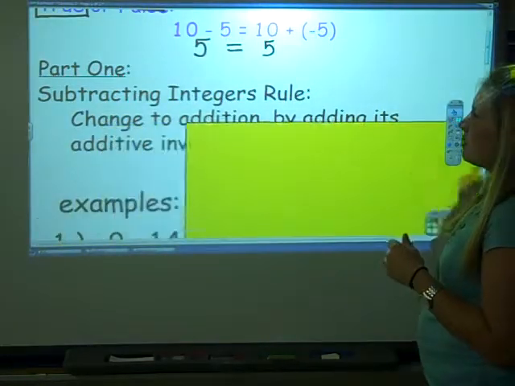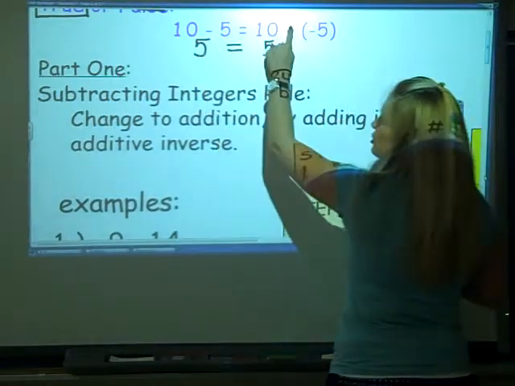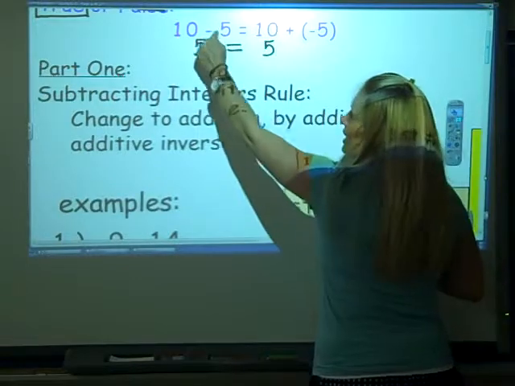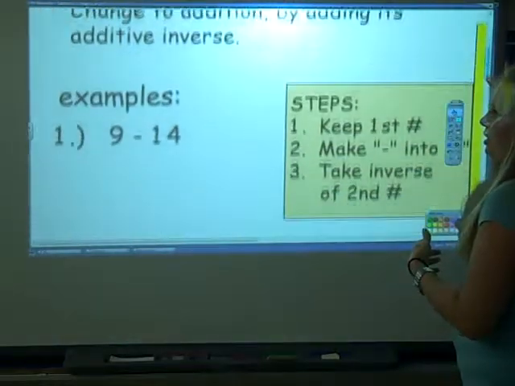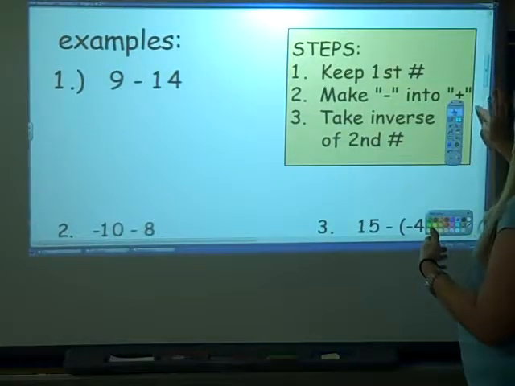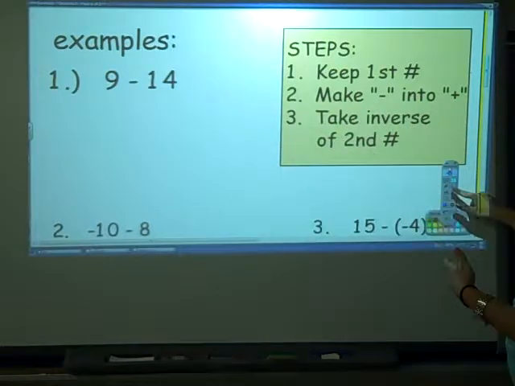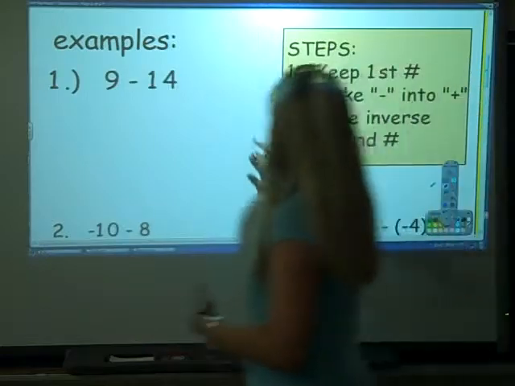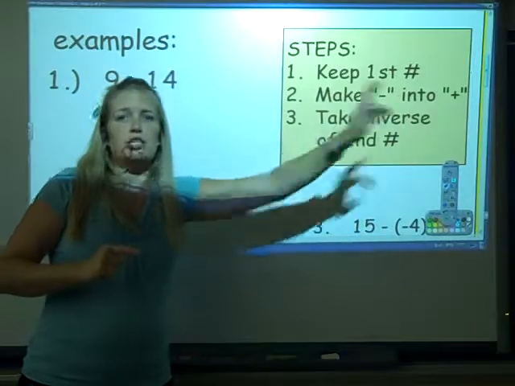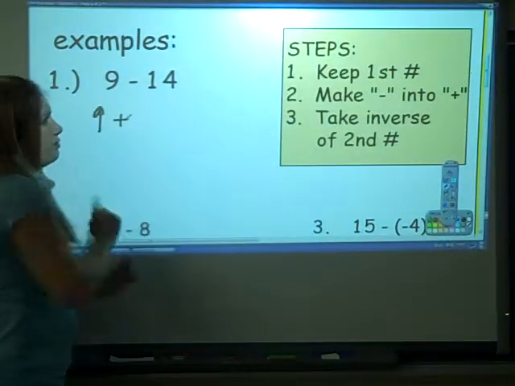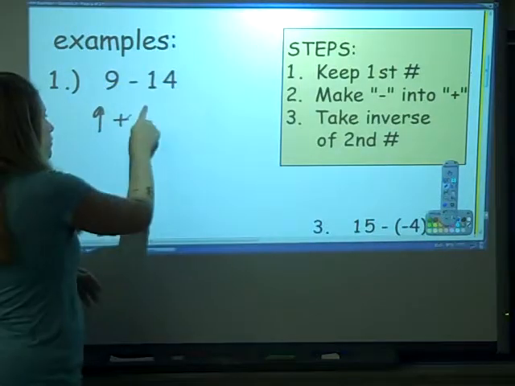So I'm going to give you the steps if you're not quite sure about what this is. What we did was we changed the subtraction to addition, and we added the inverse of the second number. That's the additive inverse. So, let's do one. Here are my steps. Over here on the right, you're going to put a box of steps and follow along as I do that example over there. It says to keep the first number, 9. Make the subtraction into addition. Take the inverse of the second number, 14, make it negative 14.